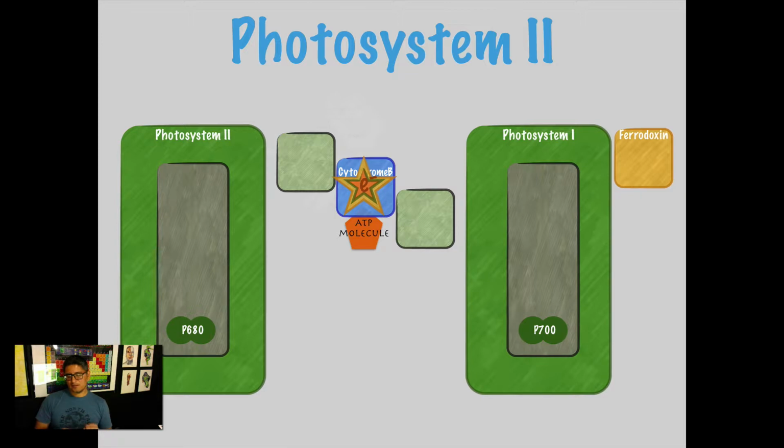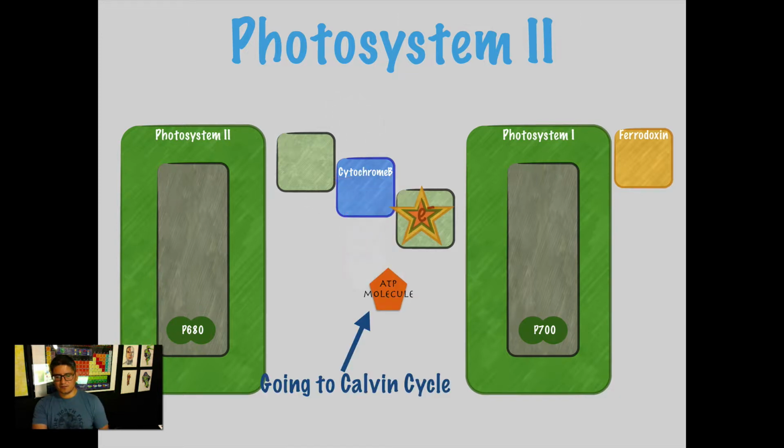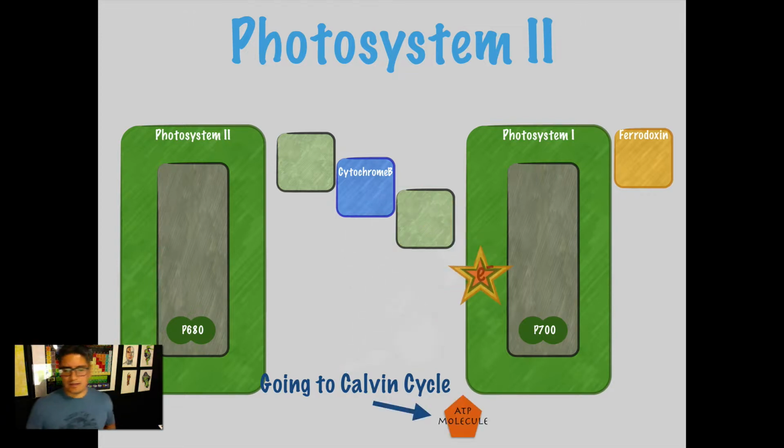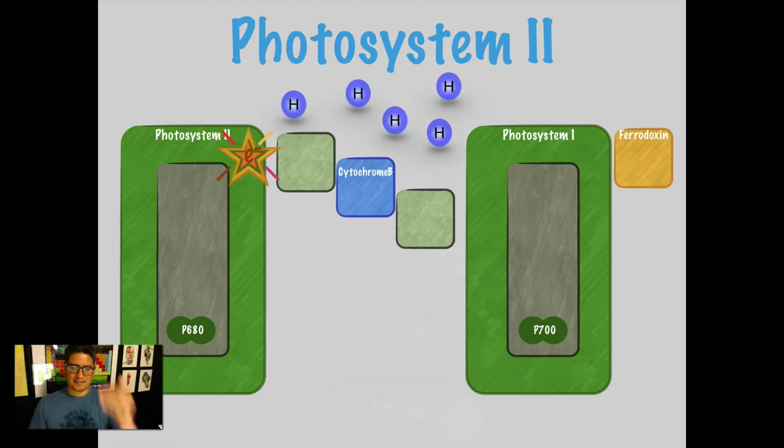ATP molecule is the unstable version of ADP. So now this ATP molecule has some of that energy from the sun stored in it, and it's going to go down to the Calvin cycle to transfer that energy over to a glucose molecule. So let's take a step back and talk about the second thing that happens.